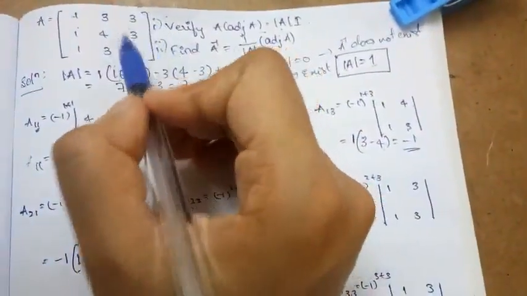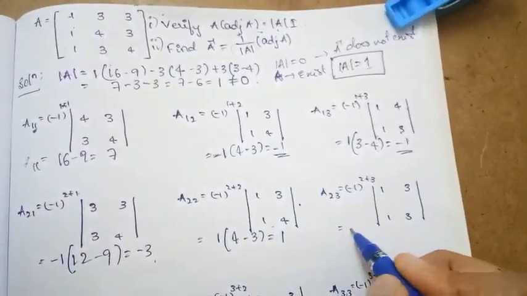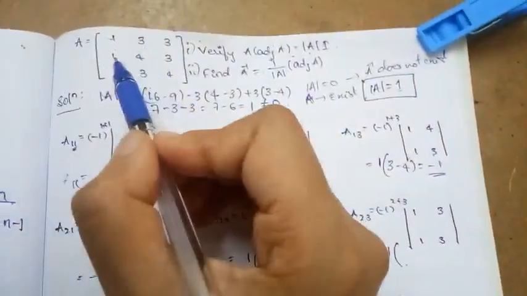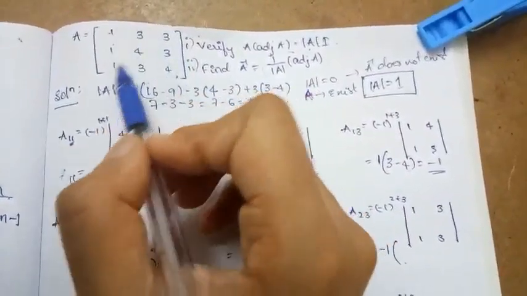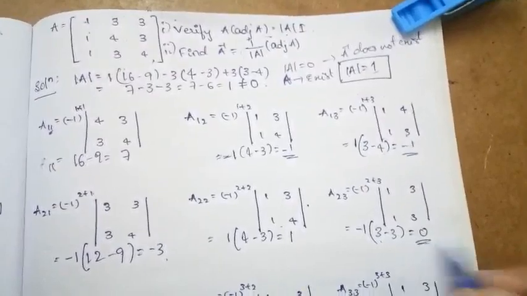The next is the third element, 3. Minus 1 to the power 2 plus 3 is minus 1. Deleting that row and column, the remaining elements are 1, 3, 1, 3, so that is 3 minus 3, which is equal to 0.